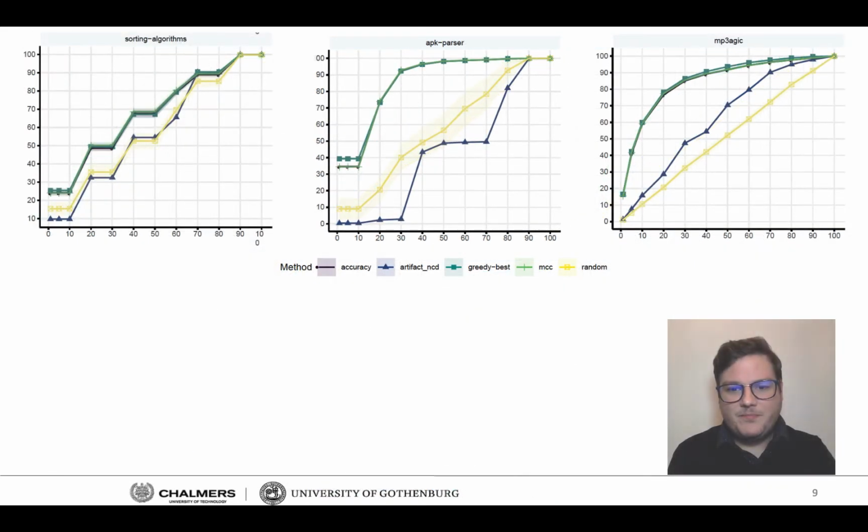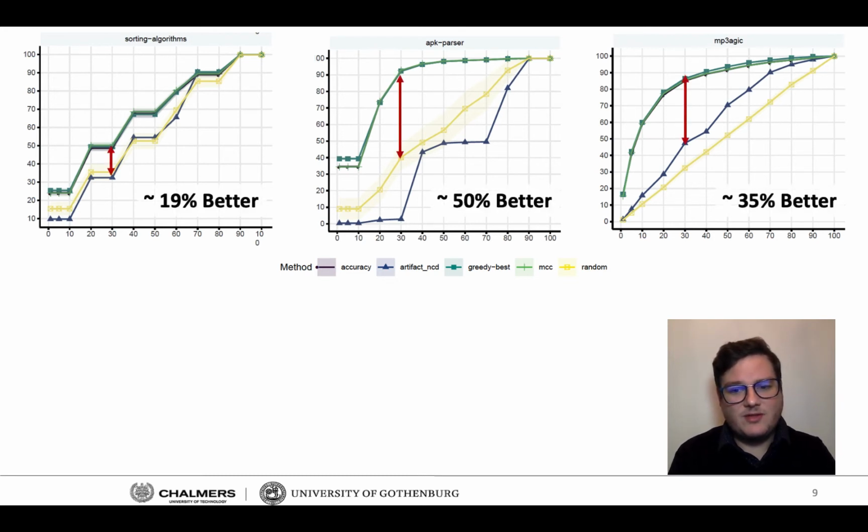For brevity, we'll focus on a few highlights of our results. First, the improvements are significant according to our statistical analysis. For instance, if we take the MP3 a-div project, we are able to detect 90% of all mutants by executing only 30% of the tests.